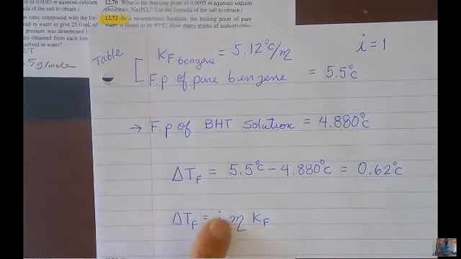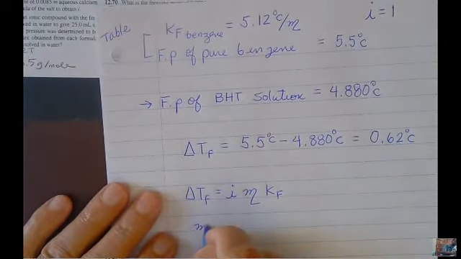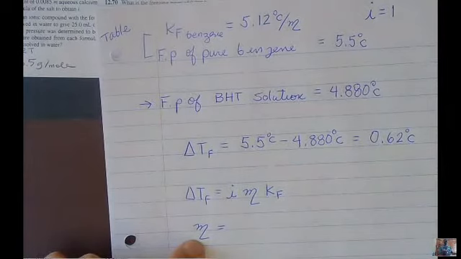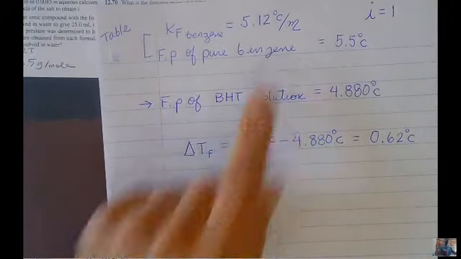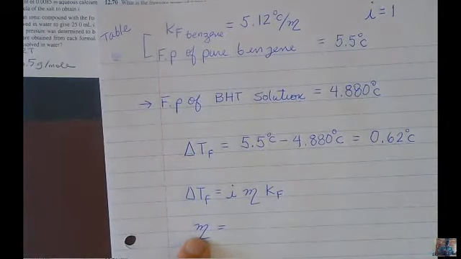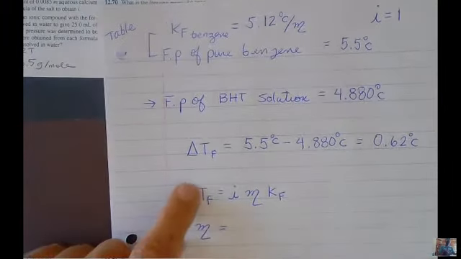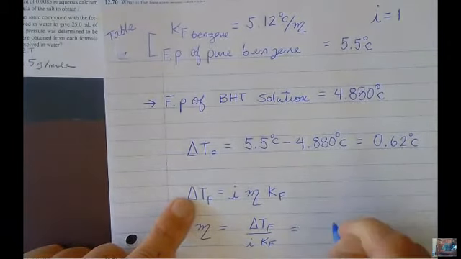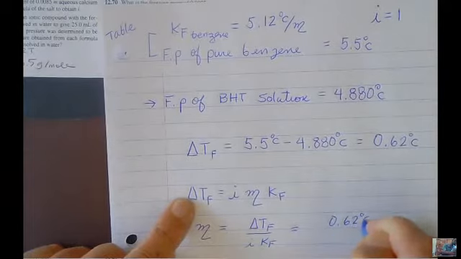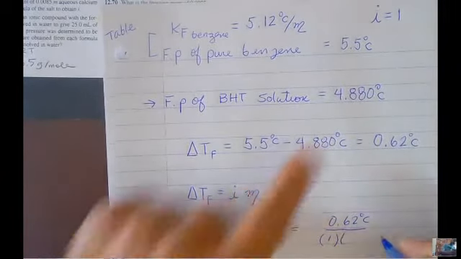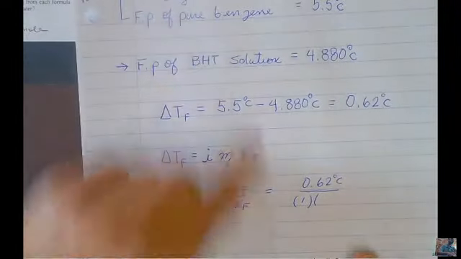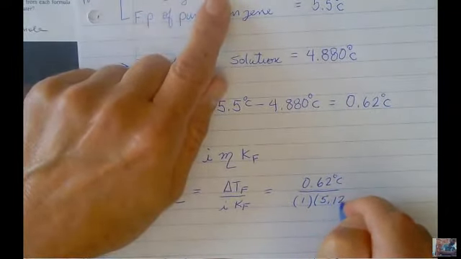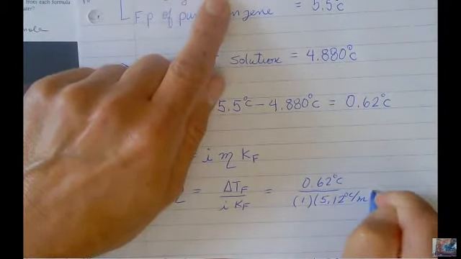I have the freezing point depression and I have KF. The only thing I don't have is the molality, so that's what I'm actually solving for. When I have the molality and how much benzene I used, I'll be able to get the number of moles. That'll be the next step. So let's solve this equation for molality. The molality is equal to delta TF divided by i times KF. I have 0.62 degrees C divided by 1 times my KF, which was 5.12 degrees C per molal.